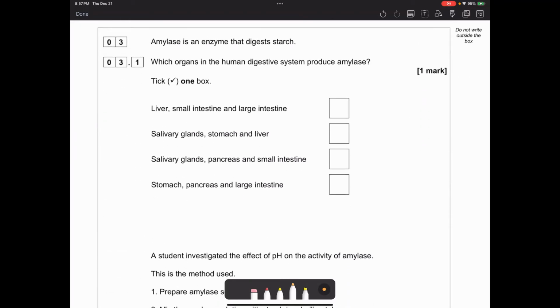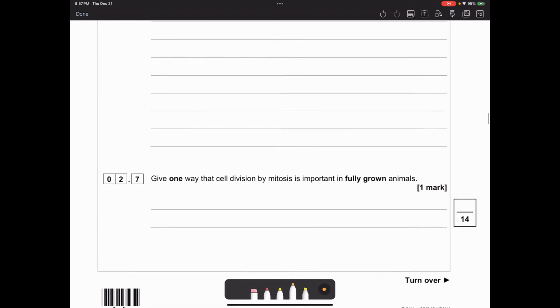Okay, question number 3 then. Oh, did I miss a question? Sorry, I did miss a question. 2.7. Give one way that cell division by mitosis is important in fully grown animals.